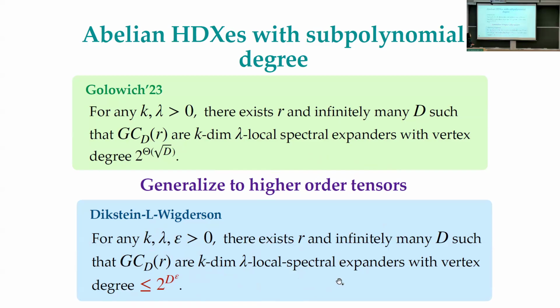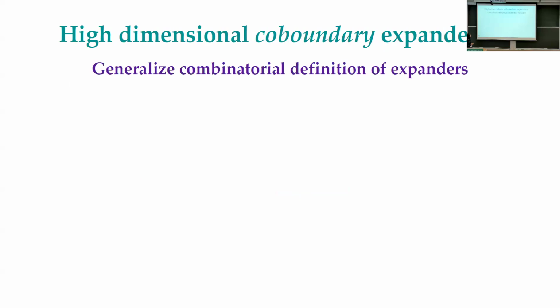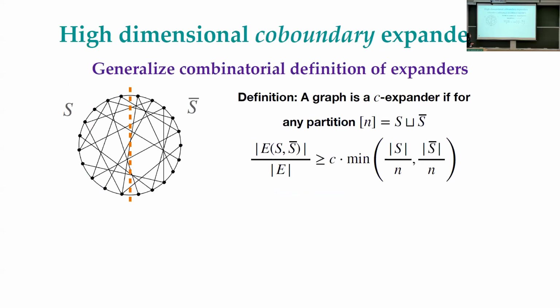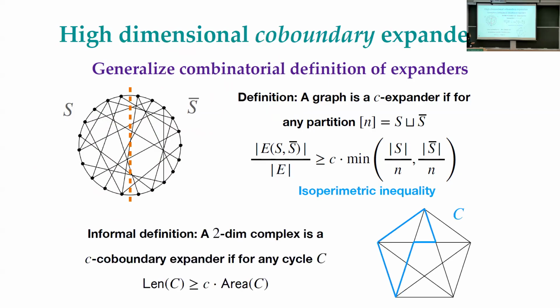I don't really have the time to talk about the last result. It is on a slightly different line. We're looking at a different way of generalizing expansion to higher dimension. This is a totally orthogonal definition of high dimensional expander called a co-boundary expander. And we're able to prove that the Johnson complex, the first construction, is also a high dimensional expander in this sense.